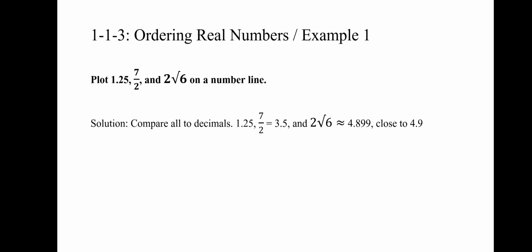So, plot 1.25, 7/2, and 2 square root of 6 on a number line. So compare all to decimals. So 1.25, 7/2, which is equal to 3.5, and 2 square root of 6 is approximately equal to 4.9. It's approximately equal to 4.899.